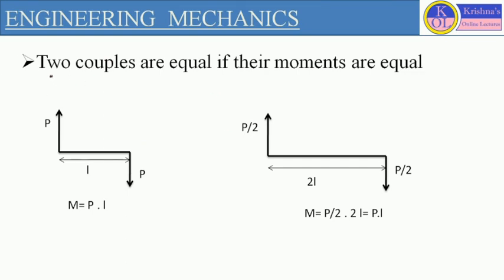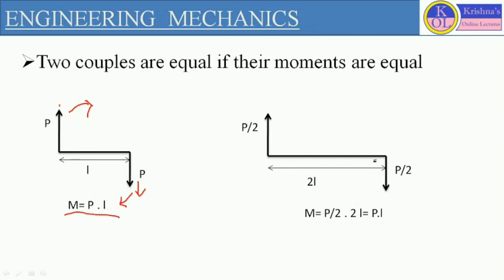Now the third property is that two couples are equal if their moments are equal. Here we are considering two different conditions which form a couple. First we consider two forces. One force is acting vertically upward and another force is acting vertically downward, and the distance between these two forces is L. The magnitudes of the forces are equal but the direction is opposite. If we define the moment of the couple formed by these two forces, we consider the couple in this particular direction according to the rotation of the forces. So the moment of the couple is P into L for this condition.